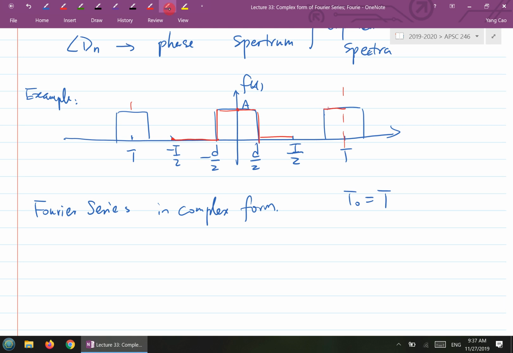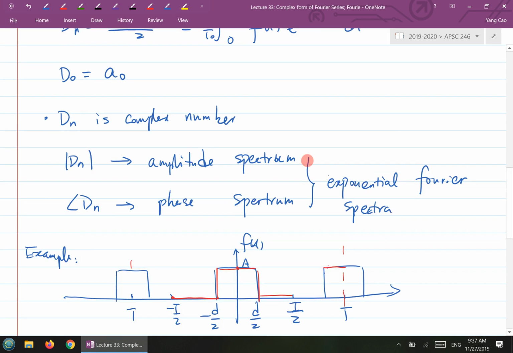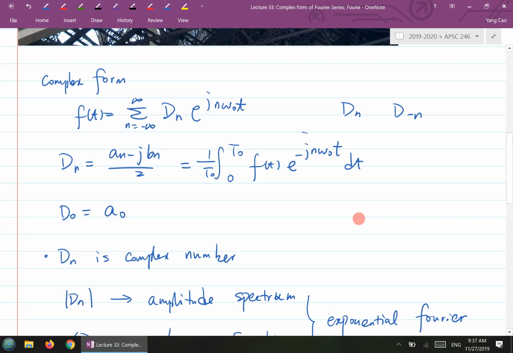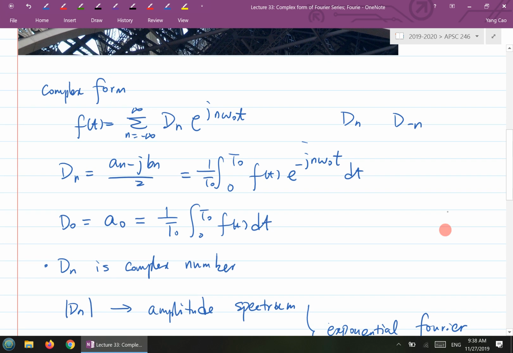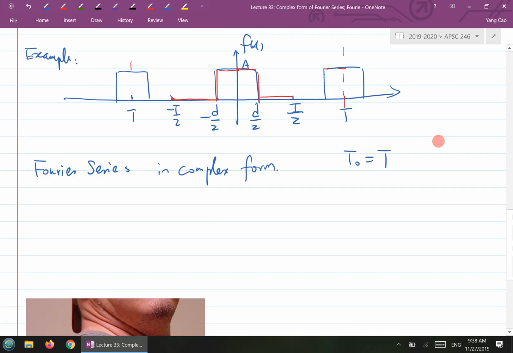And now we're trying to calculate the coefficient dn here. So dn has this formula, and d naught is basically a naught. If you recall, a naught is 1 over t naught, integral from 0 to t naught, of f of t dt. So let's do all of the calculations here.